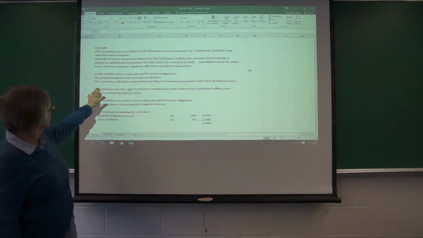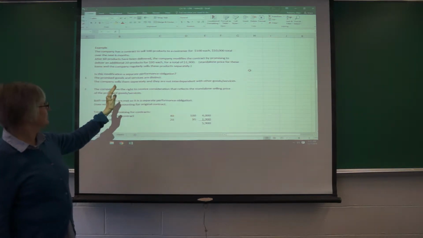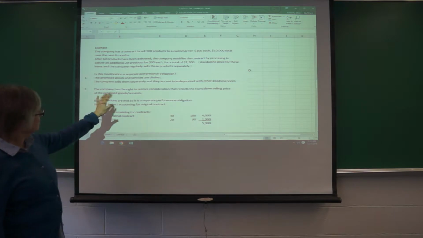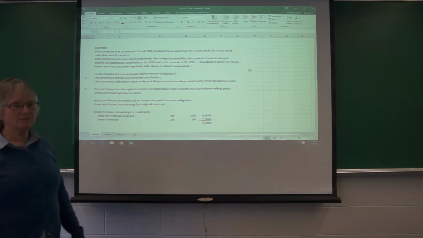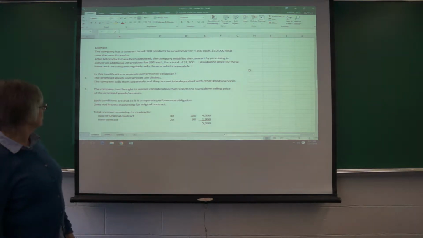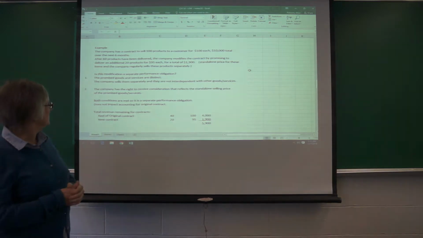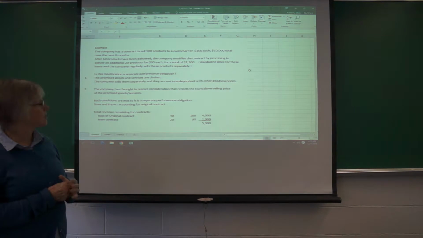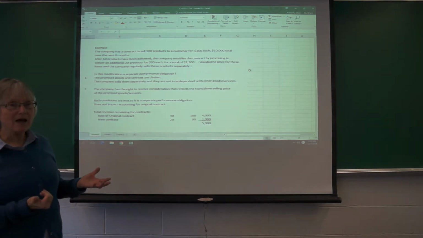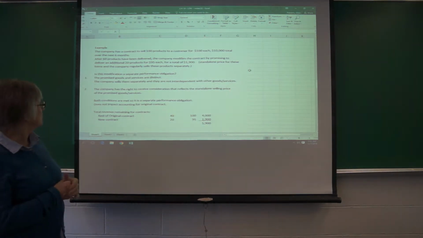The goods are distinct, the company sells them separately, not interdependent. They can receive consideration that reflects the standalone selling price. So both conditions are met, so we can just account for it as a separate performance obligation, and it does not impact the original contract.